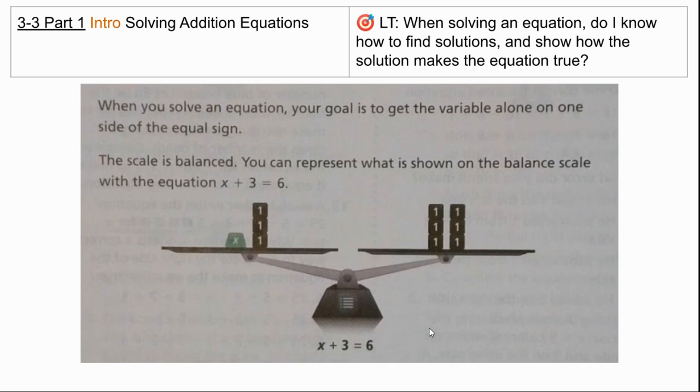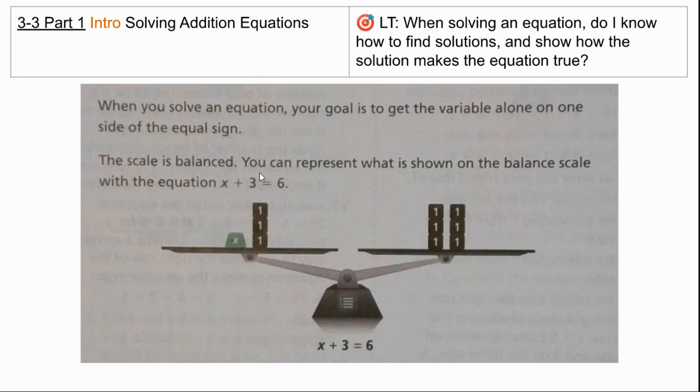So part one, intro, solving addition equations. When you solve an equation, your goal is to get the variable alone on one side of the equal sign. So right now, when we look at this balance scale, the variable is x. We don't know what its worth is. We don't know how much that weight is, but it's not alone. There's something on this side of the scale with it.